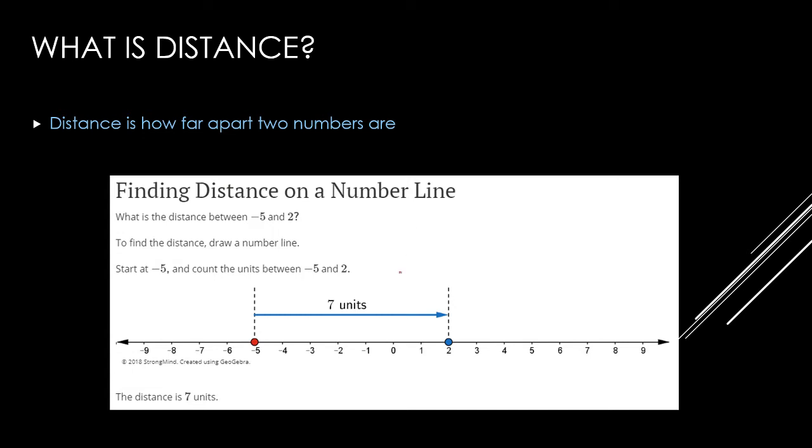So if you look here at this example, we want to know what's the distance between -5 and 2, although I covered up 2. So -5 and 2. So here I have a dot at -5 and one at 2. If I start at -5, I'd have to move up 1, 2, 3, 4, 5, 6, 7 total spaces, which is why the distance between those 2 points is 7 units.